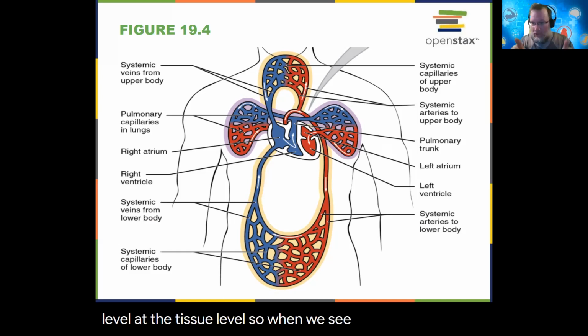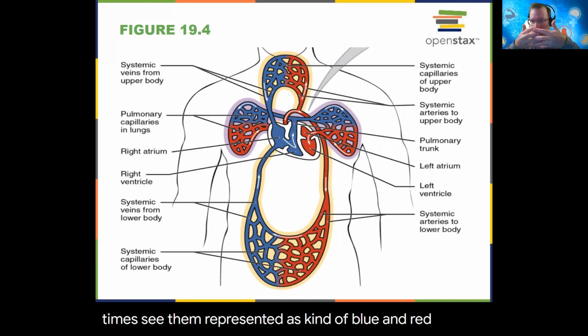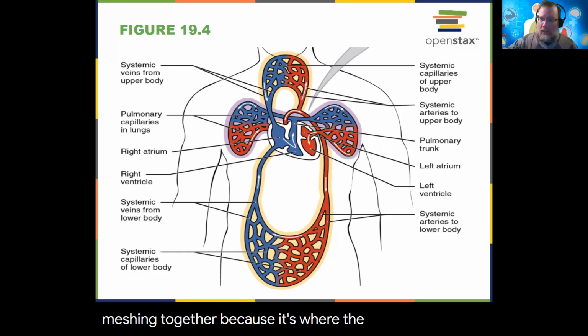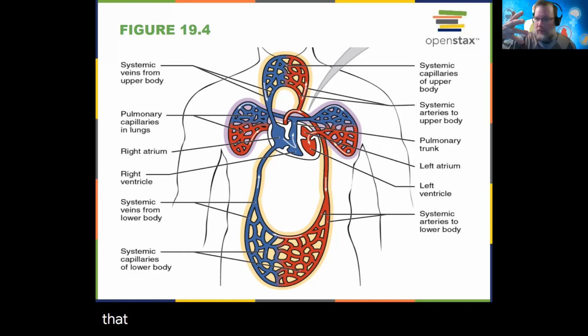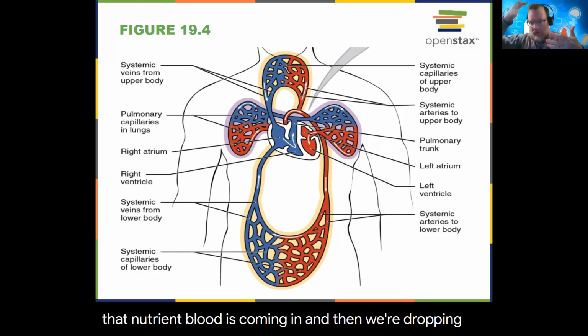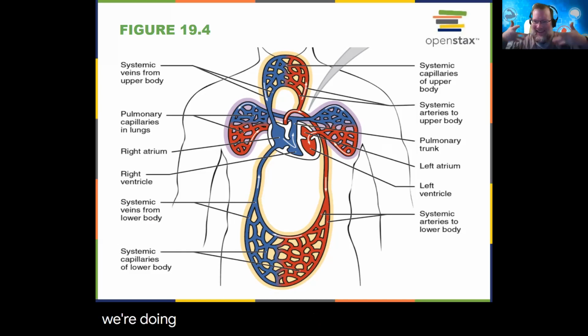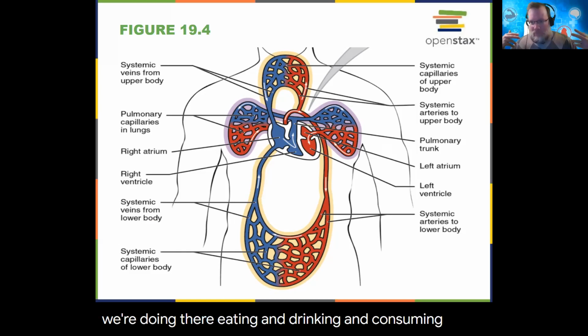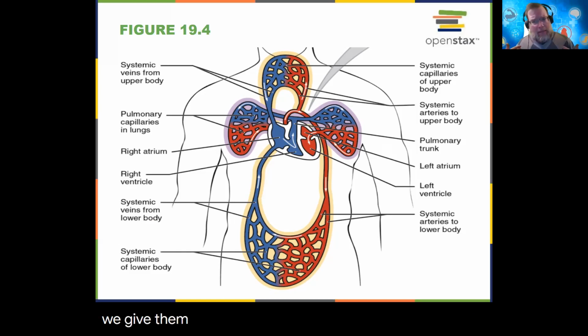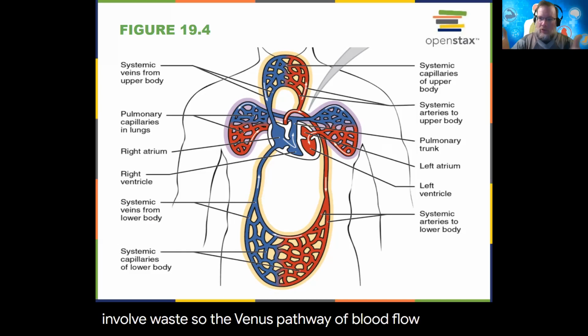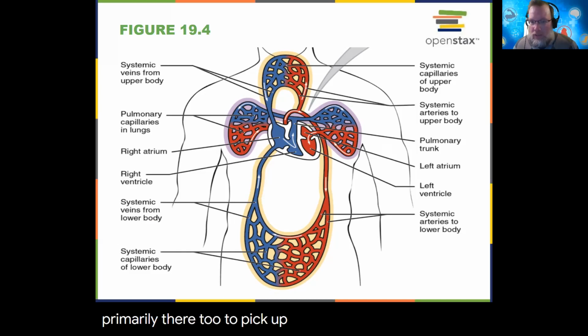So when we see capillaries, we oftentimes see them represented as blue and red meshing together, because it's where that arterial blood, that nutrient blood, is coming in, and then we're dropping off all of the groceries, and then we're picking up all of the waste. Because cells, what are they doing? They're doing what we're doing. They're eating and drinking and consuming what we give them. And then there are chemical reactions that involve waste. So the venous pathway of blood flow is primarily there to pick up waste.